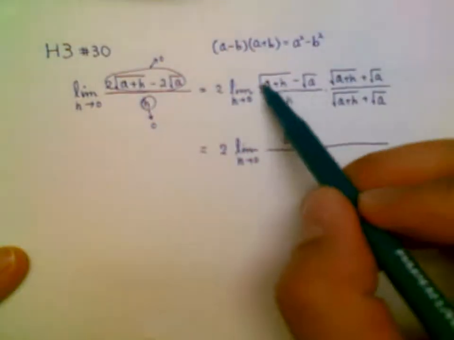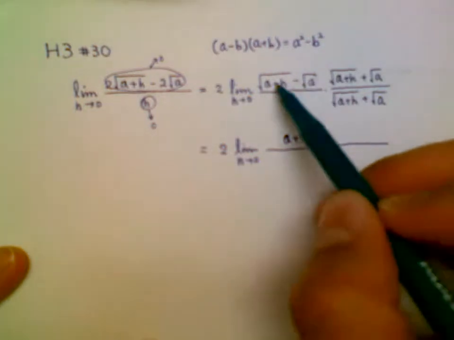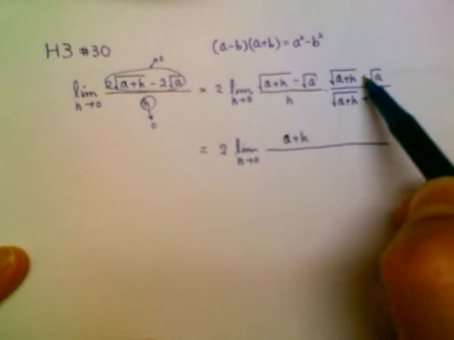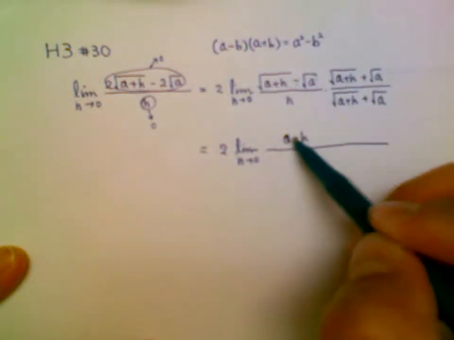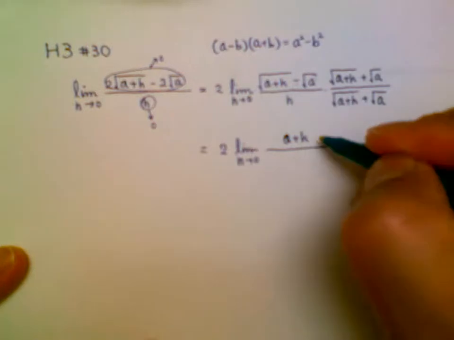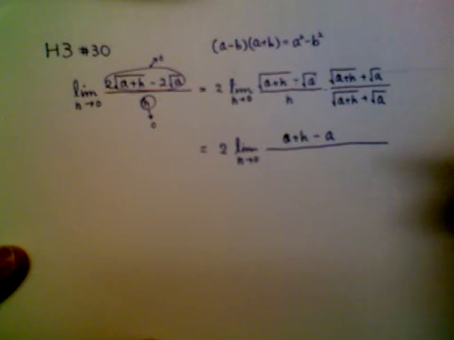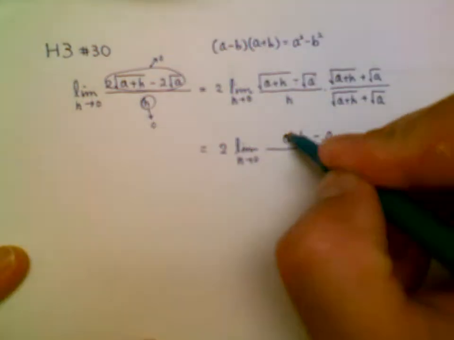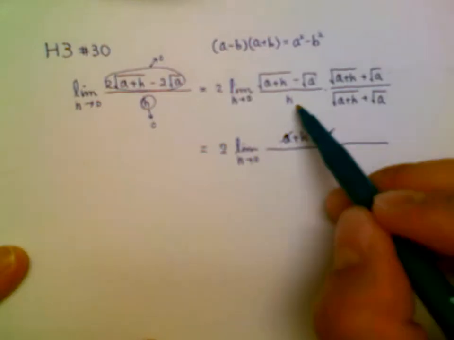So pretend that this is a and this is b. So a minus b times a plus b. So we have a squared, which is a plus h, and minus square root of a squared, which would be a. So you can cancel a and a here. Then on the bottom, you can't really do too much.